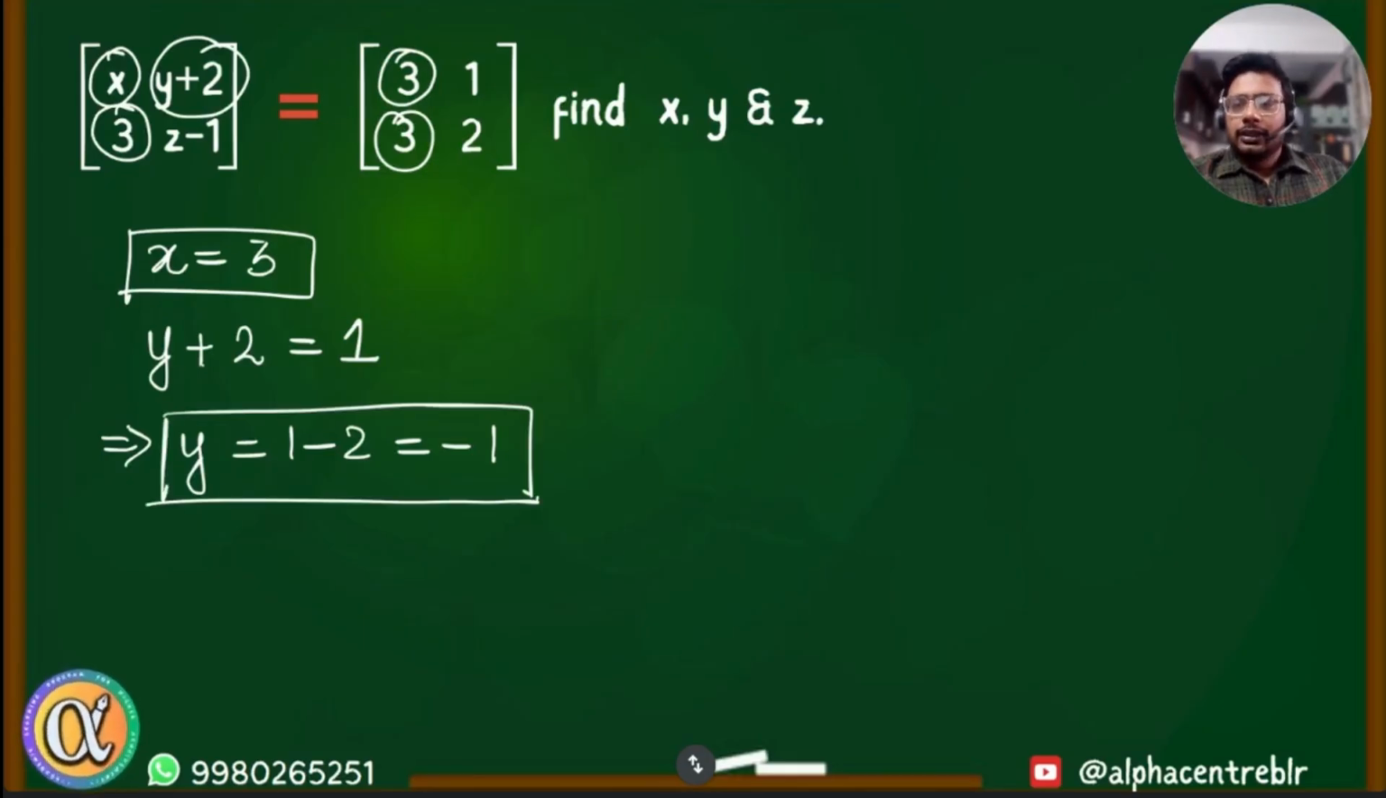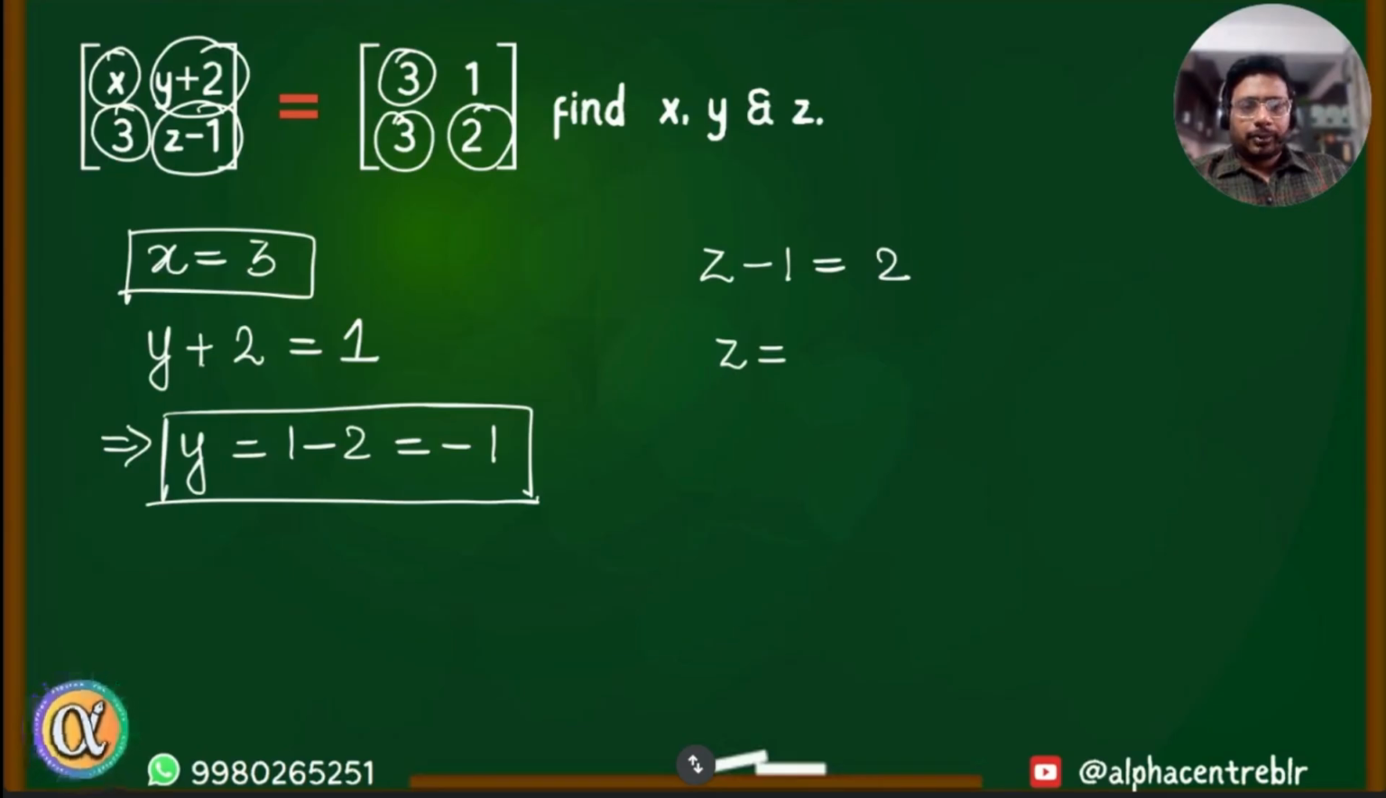In order to find z, we can compare the second row, second column element with the second row, second column element in the other matrix. So z minus 1 is equal to 2. So z is equal to 3. All right, so that was simple. Let's try a few more.